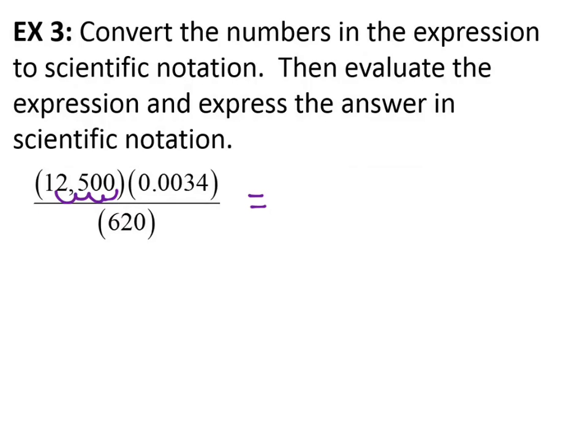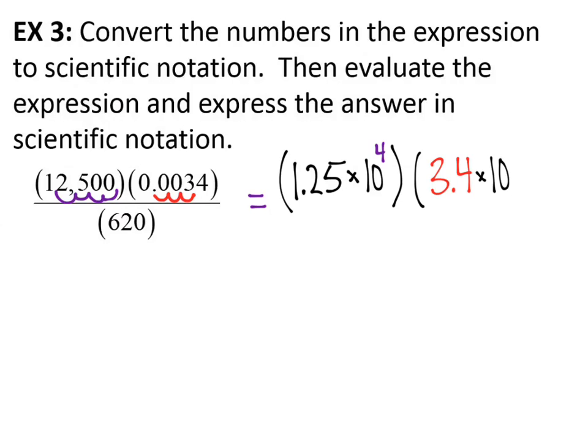So I do that. I move the decimal over and I get 1.25 times 10, and it looks like I moved it 4 times. The next one, it's a decimal, so it's going to be a negative exponent. I move it 3 times, and that means I have 3.4 times 10 to the negative 3. And then down below, I move the decimal twice, and it looks like it's going to be 6.2 times 10 to the 2.